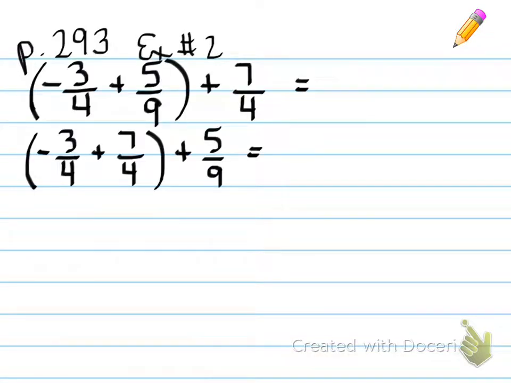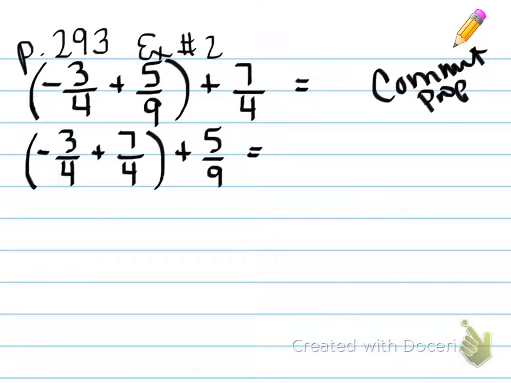Okay, so we've set up the problem. We are on page 293, example 2, and the first line shows the problem, negative 3/4 plus 5/9 plus 7/4. So what I did was look at the commutative property, and I switched and put the like fractions together. So negative 3/4 plus 7/4 plus 5/9.